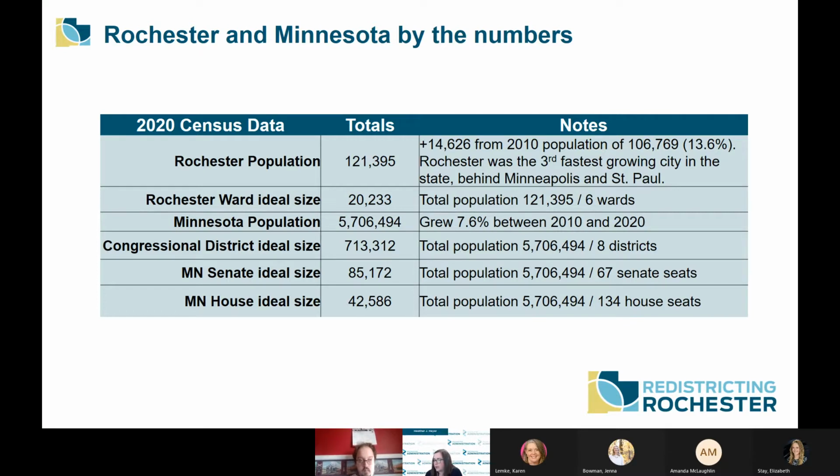Minnesota's population grew just over 7.5%, and you can see the congressional district ideal size is about 713,000. And then we retained our 8th seat. That was kind of exciting when they announced that we just barely beat out New York to keep our 8th seat here in Minnesota and New York State lost one. And then the Minnesota Senate ideal size is about 85,000, and the Minnesota House size is half of that at 42,000 or so.